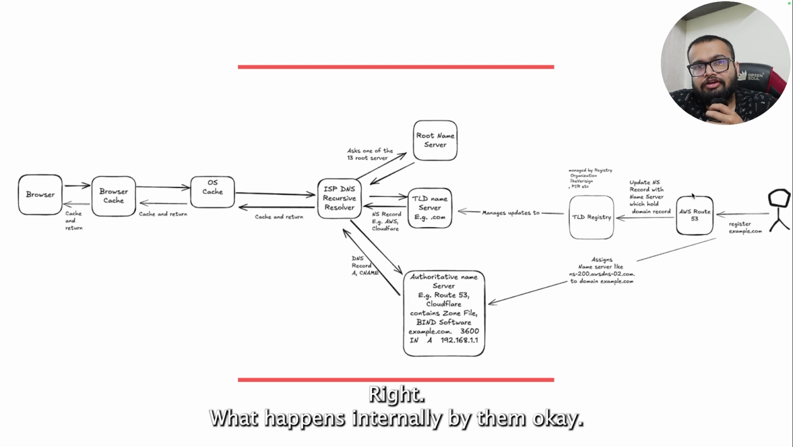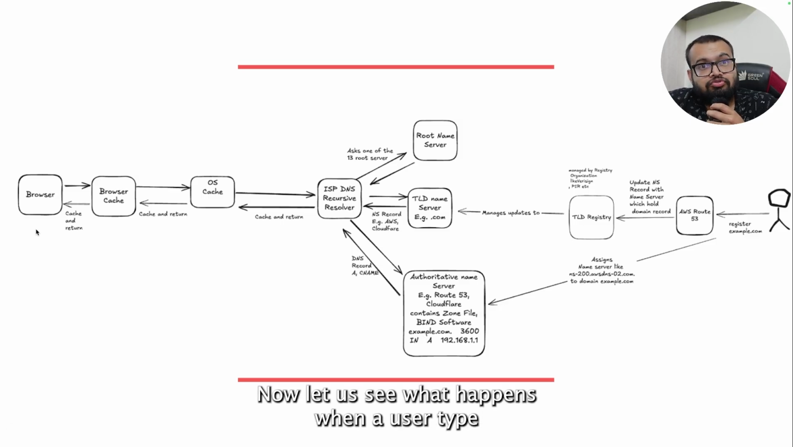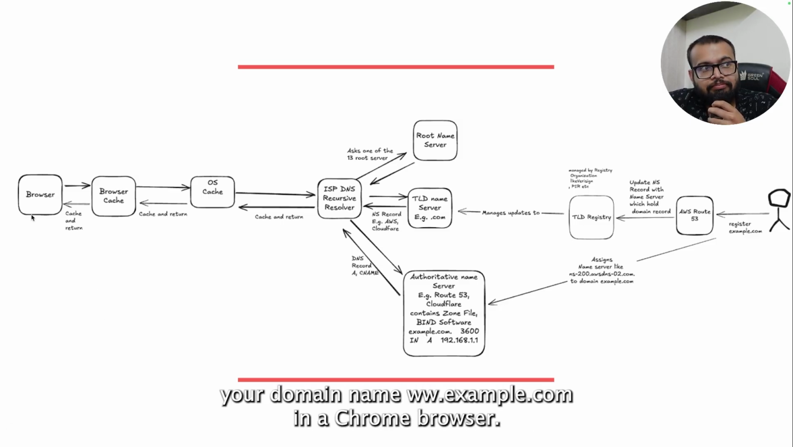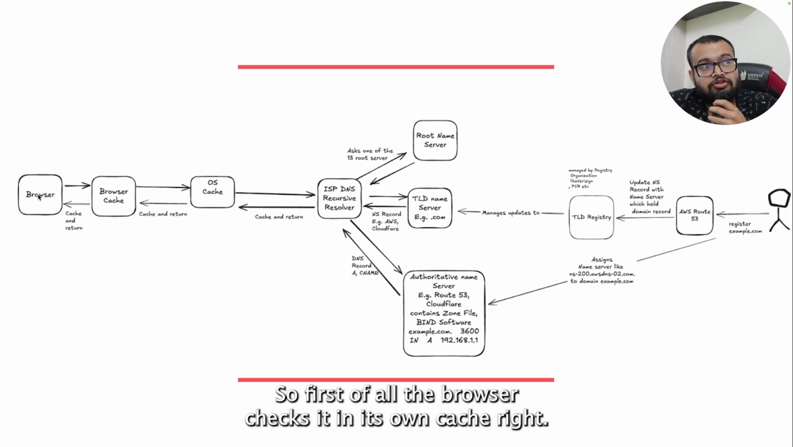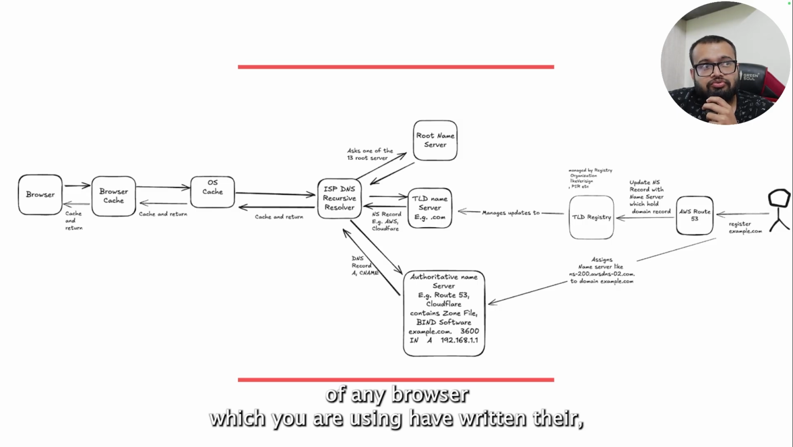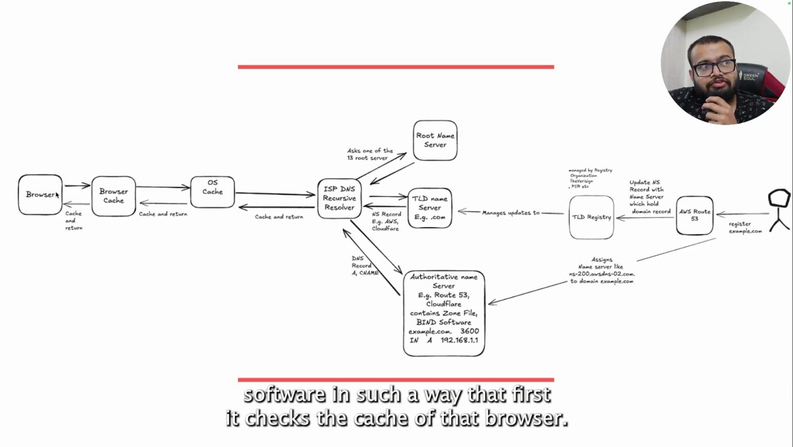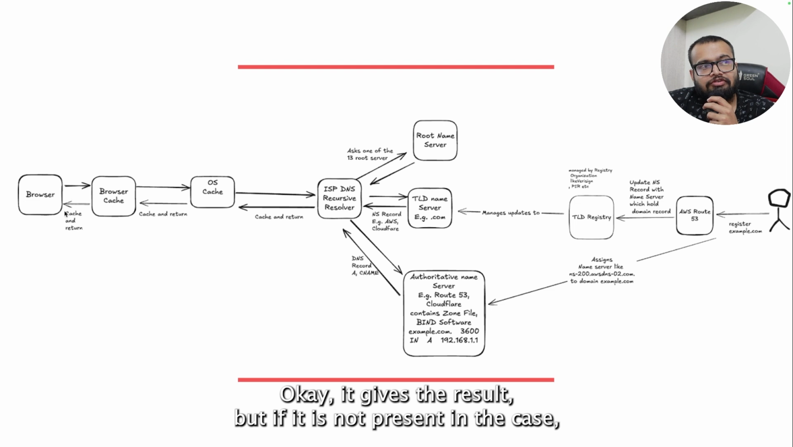So this is from your perspective when you buy example.com, and what happens internally by them. Once all these records are updated, as you can see over here, now let's see what happens when a user types your domain name www.example.com in a Chrome browser. First of all, the browser checks in its own cache. The developers of Chrome or of any browser which you are using have written their software in such a way that first it checks the cache of that browser. If it is present in cache, it simply returns from there. It gives the result.